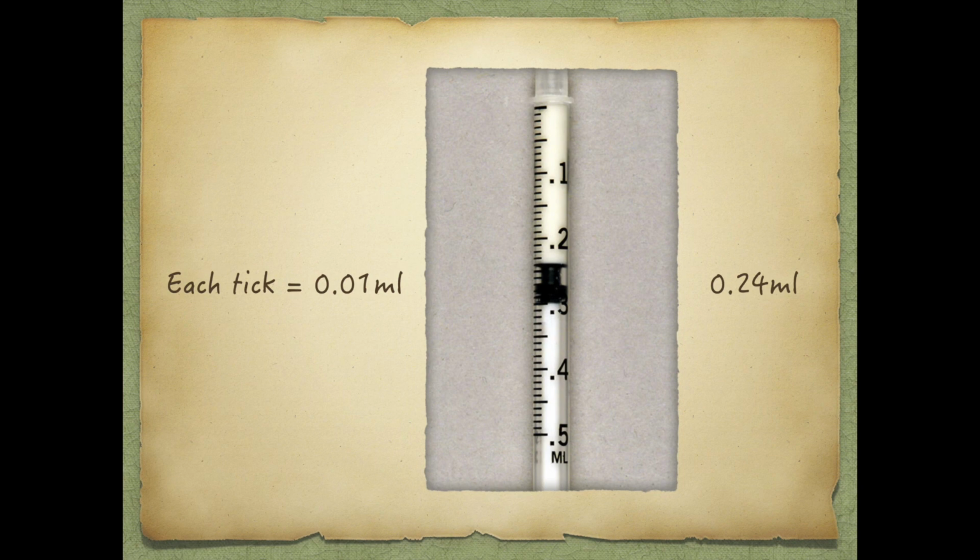In this example, our syringe is capable of dosing up to 0.5 milliliters, or 1/2 milliliter of medication. Each tick mark represents 0.01 milliliters. This syringe contains 0.24 milliliters of medication.